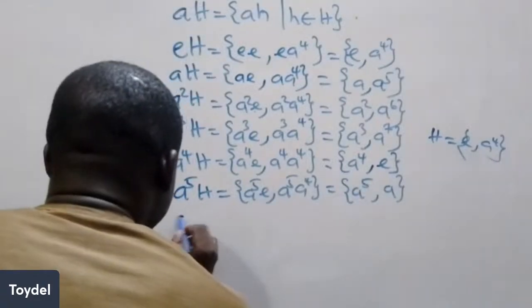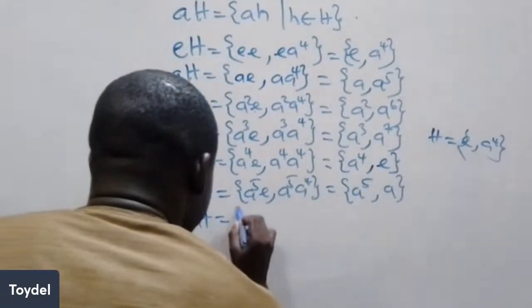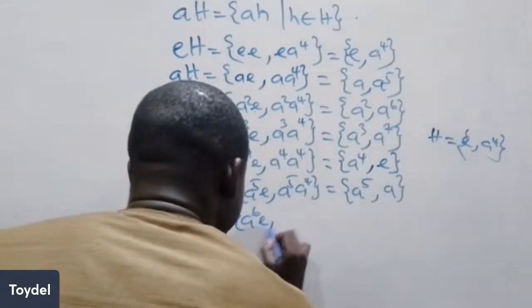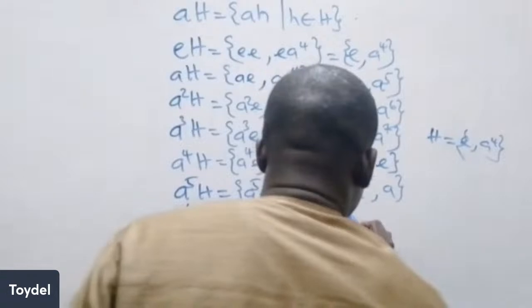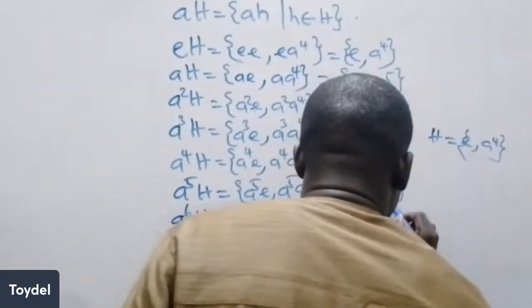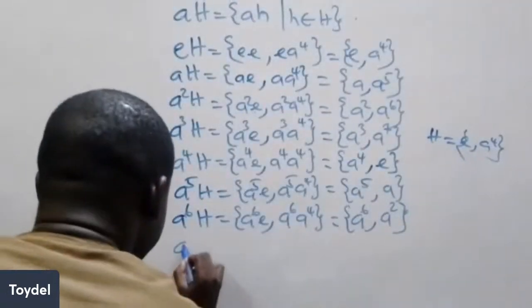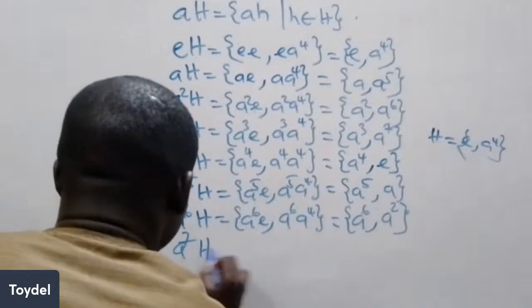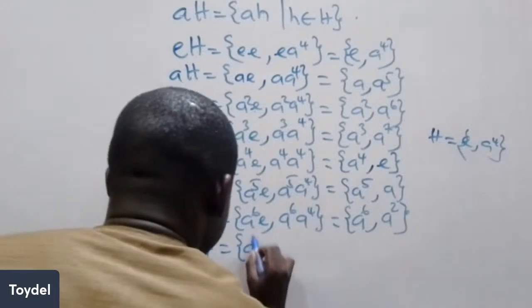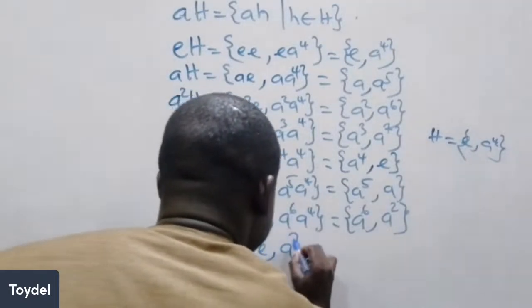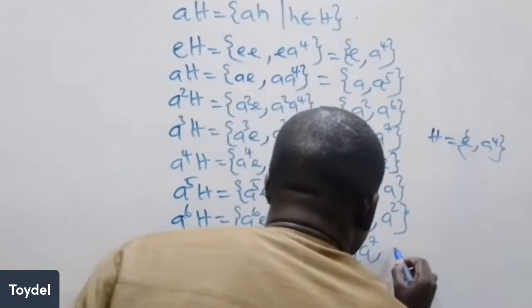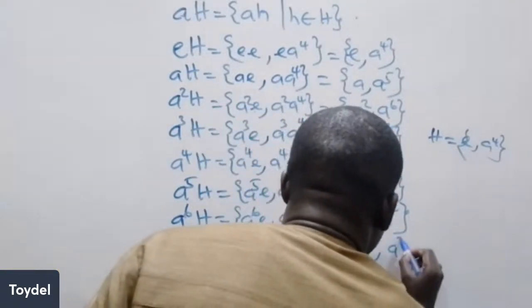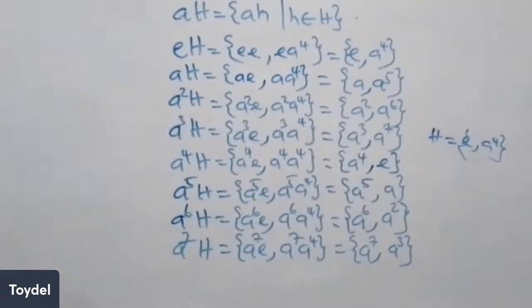So please, let's continue. a⁶h will be a⁶e, a⁶a⁴. So here I'm going to have a⁶, a². Then a⁷h, which is the last element there, will be a⁷e, a⁷a⁴. Then I'm going to have a⁷, a³. And that's what I'm going to have.